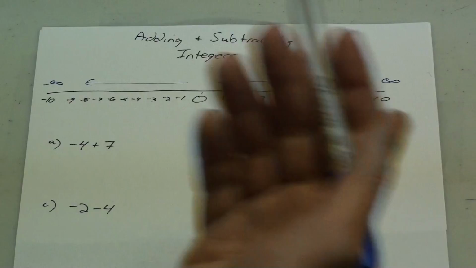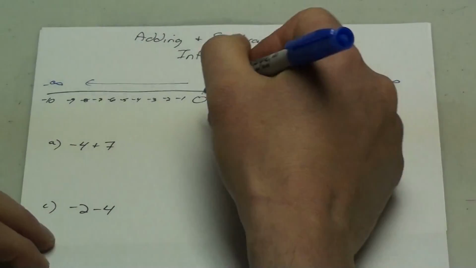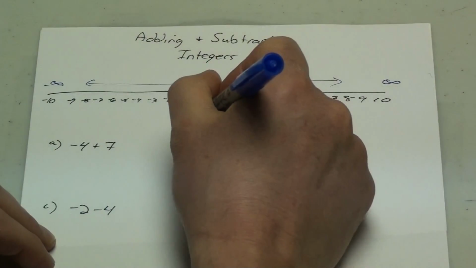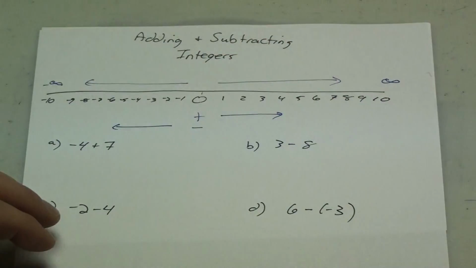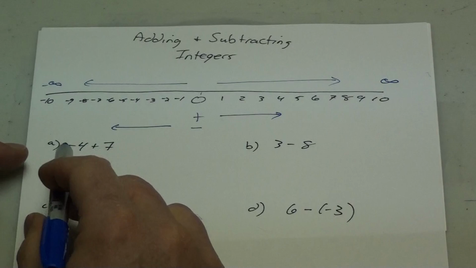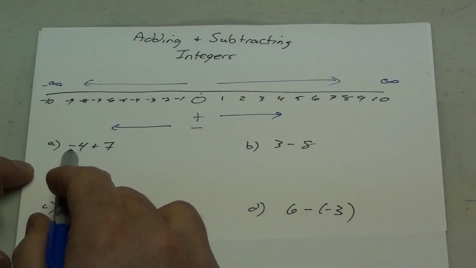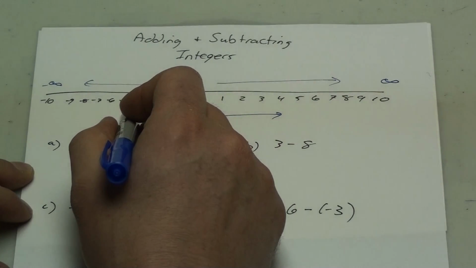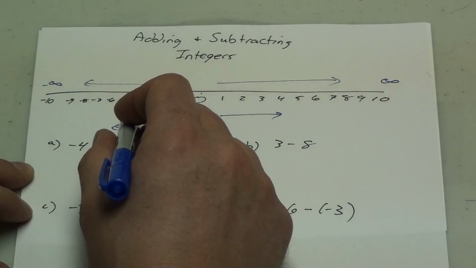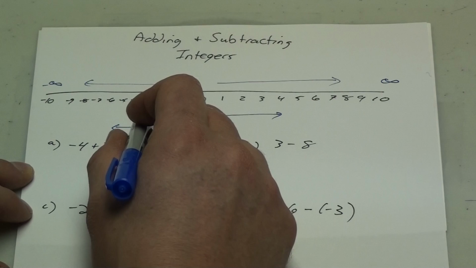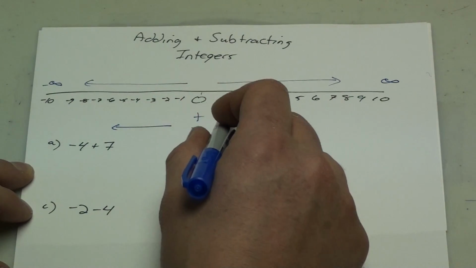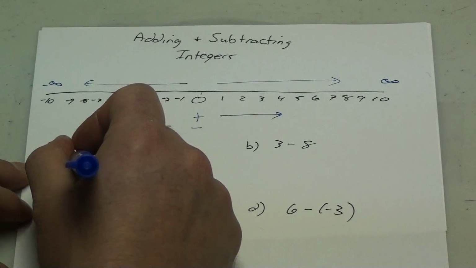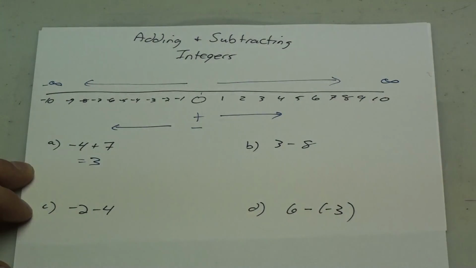Now when I'm going to add and subtract integers or negative numbers, when you're adding, you're going to move to the right along the number line, and when you're subtracting, you're going to move to the left along the number line. So here I am at negative 4. Question A, negative 4 plus 7. I'm starting at negative 4, and I need to add 7. So I need to move 7 spots, 1, 2, 3, 4, 5, 6, 7, over to the right because I'm adding. So negative 4 plus 7 equals positive 3.